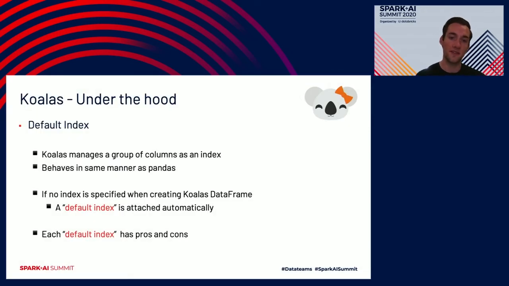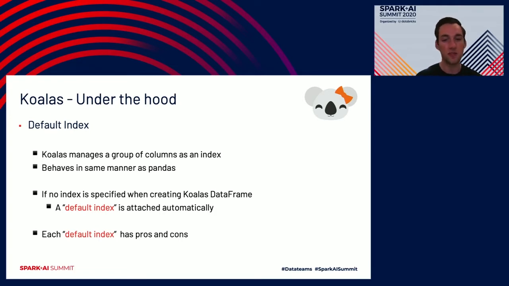One significant difference between Koalas and Pandas arises from the fact that Koalas is seeking to replicate the indexing functionality present in Pandas. To do so, Koalas, via the underlying internal frame just discussed, manages a group of columns as an index. With these columns in an underlying Spark data frame acting as an index, Koalas can thus behave in the same manner as Pandas. If we do not specify a specific column when creating our Koalas data frame, Koalas will automatically attach what is known as a default index.